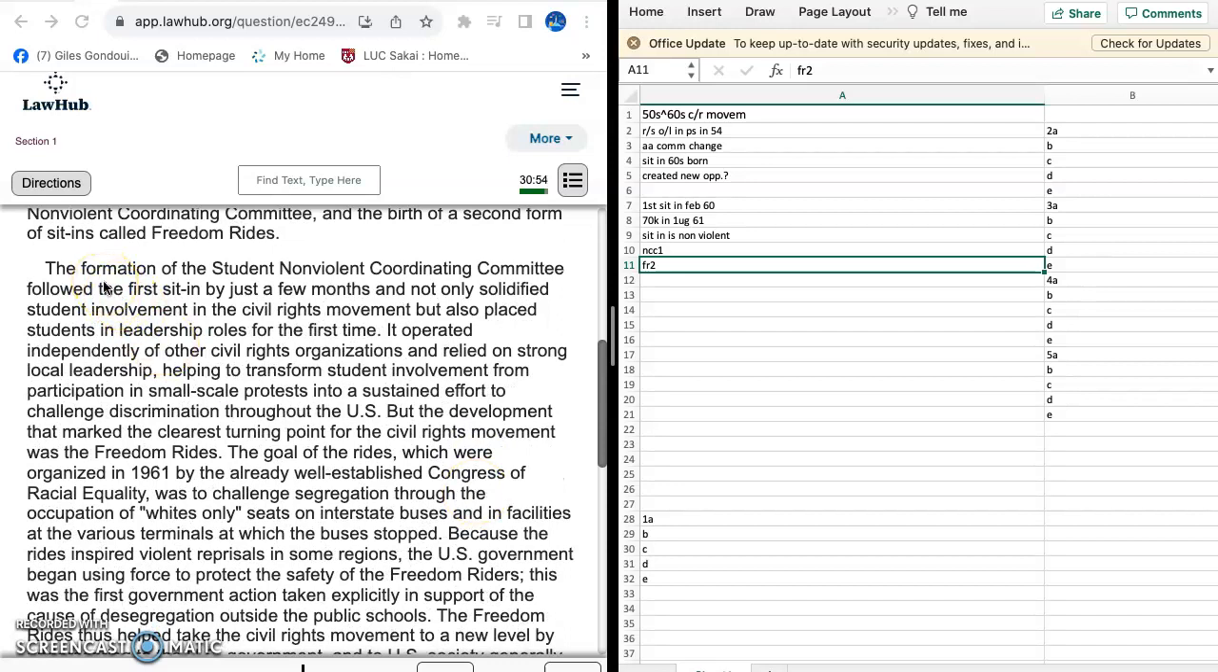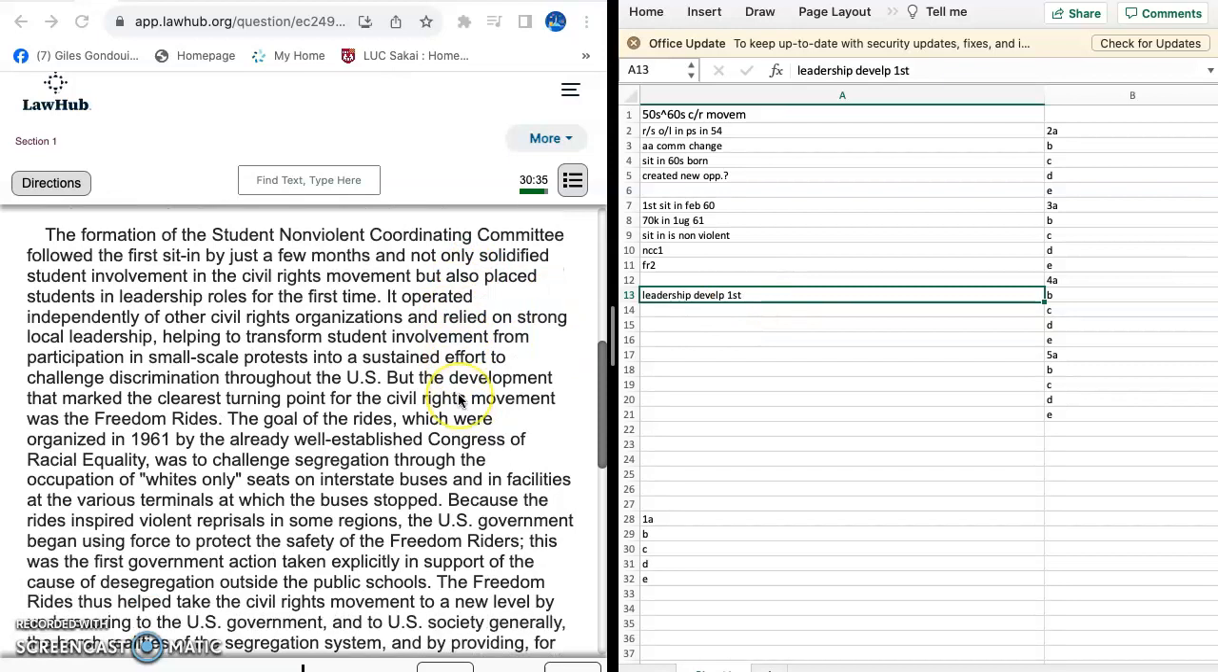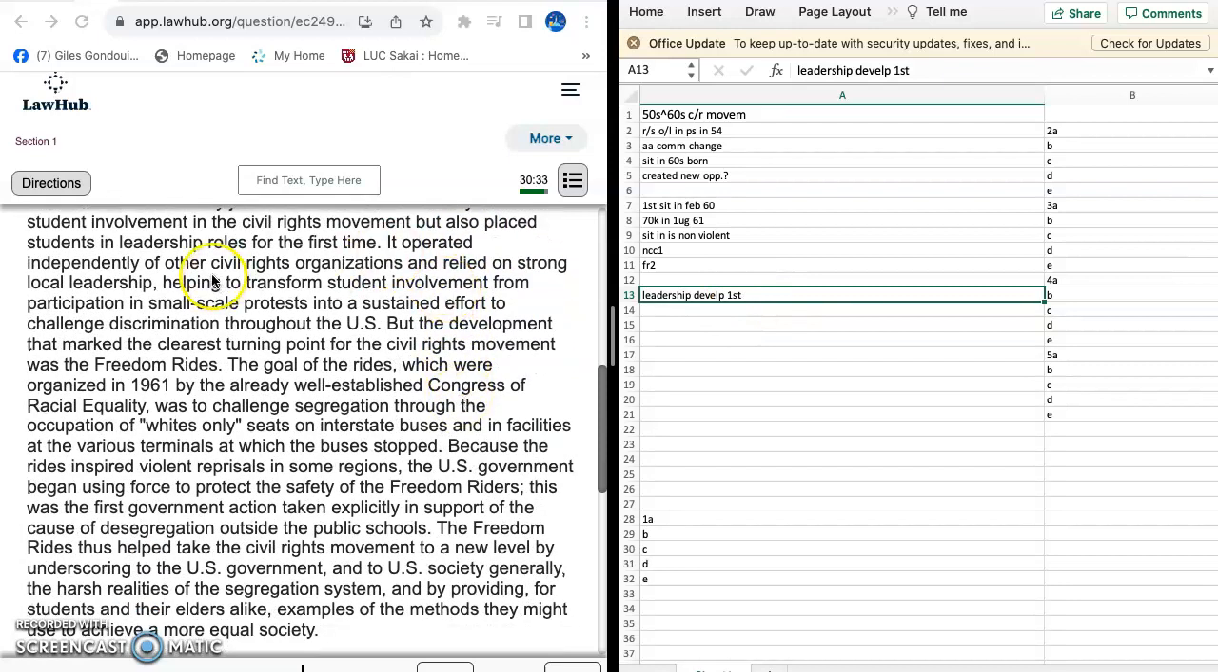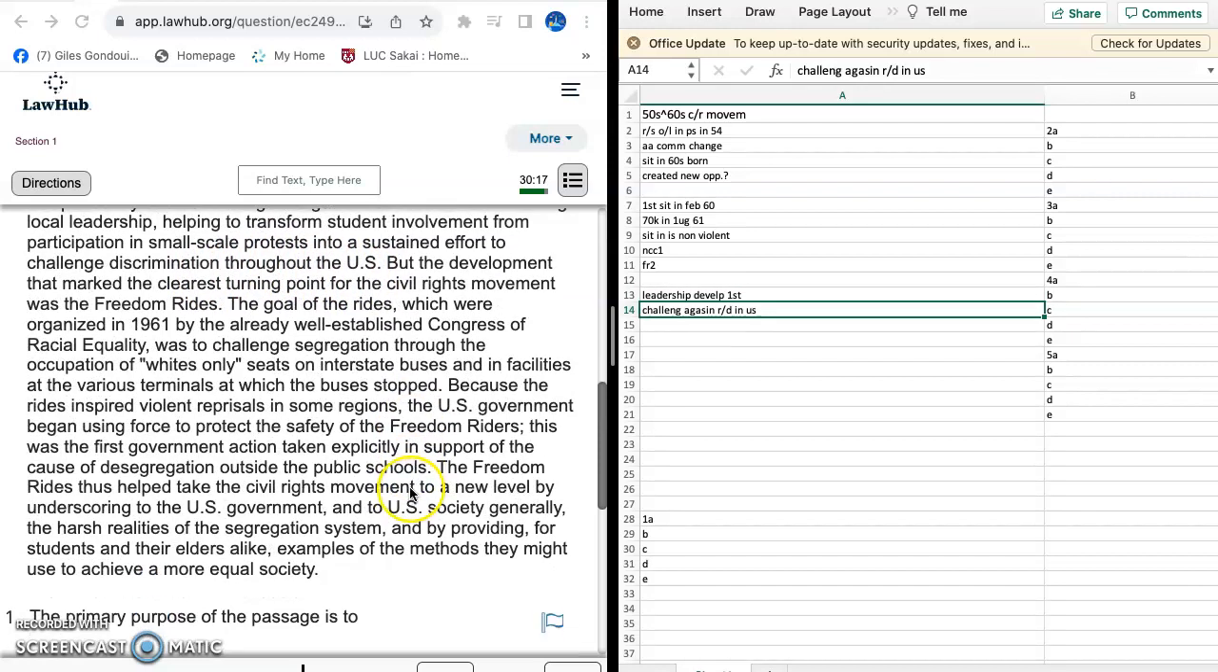Here we go with the third paragraph. The formation of the Student Nonviolent Coordinating Committee followed the first sit-in by just a few months, and not only solidified student involvement in the civil rights movement, but also placed students in leadership roles for the first time. So leadership developed first time. It operated independently of other civil rights organizations and relied on strong local leadership, helping transform students' involvement from participation in small-scale protests into a sustained effort to challenge discrimination throughout the U.S. So a challenge against racial discrimination in the U.S.